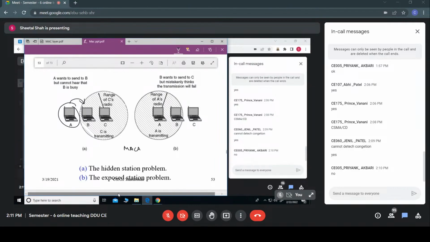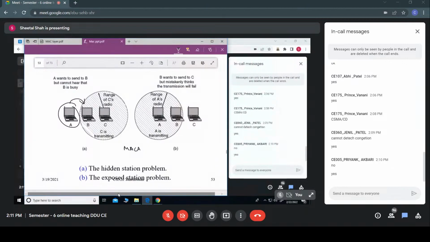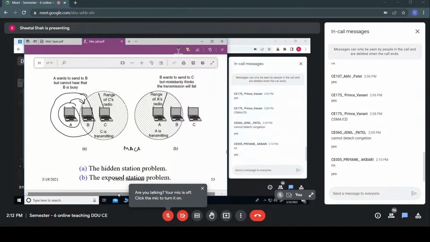And the range of C is in this circle. Are you getting this? Before A wants to transmit, it would sense the channel. But since it is not in the range of C, it would not come to know that the channel is busy. Are you getting my point? You can see that this gray, shaded part shows the range of C. B is within the range of C, and B is also within the range of A. The range of A is something like this. All the stations in this area can sense station A.